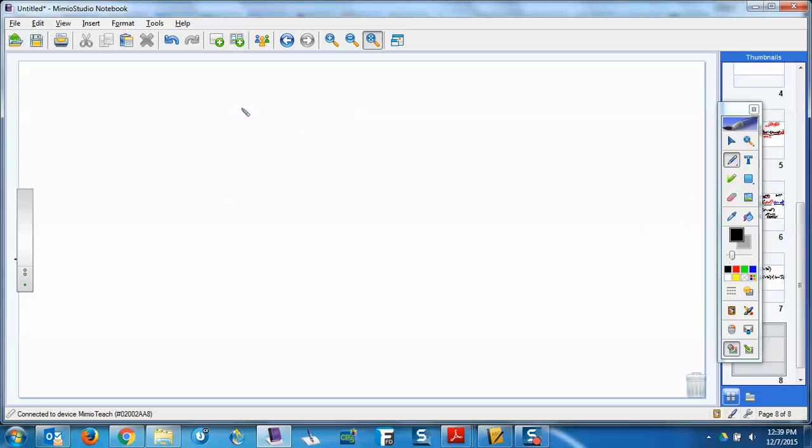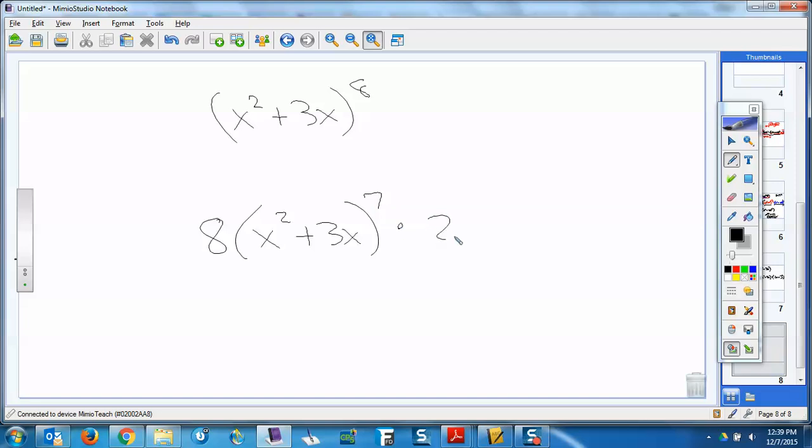Or, geez, where's another one where that comes up? x squared plus 3x to the 8th, that kind of problem. So you bring down your 8, you go x squared plus 3x to the 7th times 2x plus 3. You see that all the time. It's not correct.